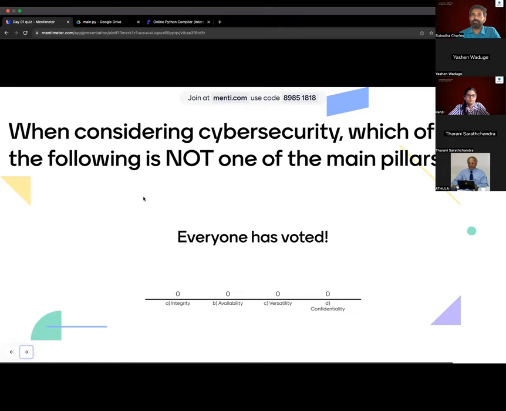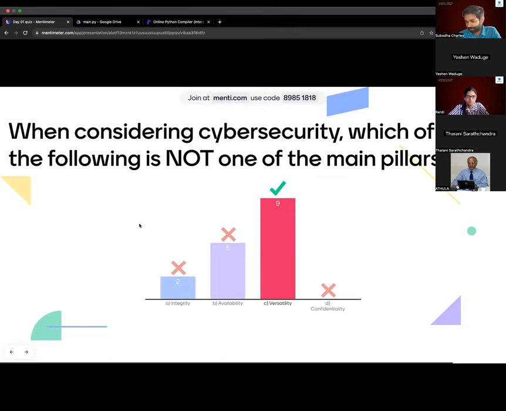Right. This answer also we gave earlier, mainly Dr. Chamitha, when he was speaking, he talked about the CIA triad, right? So that's the question. Integrity, availability, and confidentiality. These are the main pillars. When we look at security solutions and also things that can go wrong, we structure our defenses around these concepts. Versatility is not one of them.